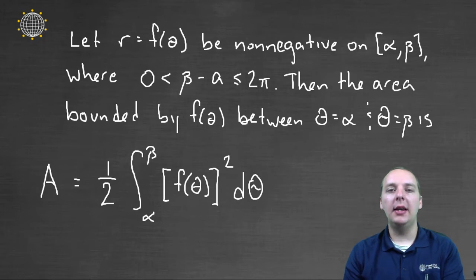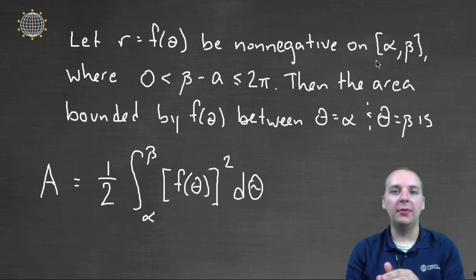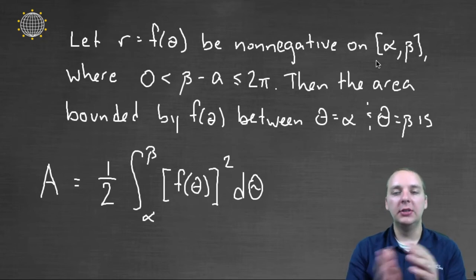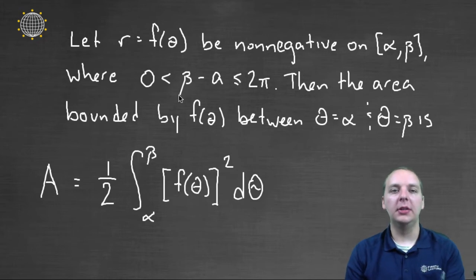Okay, non-negative on an interval of theta. So theta starts at an alpha and ends at a beta, like 0 to pi over 2, or negative pi over 6 to pi over 6, or some range like that, where we have this other stipulation: 0 is less than beta minus alpha, less than or equal to 2 pi.